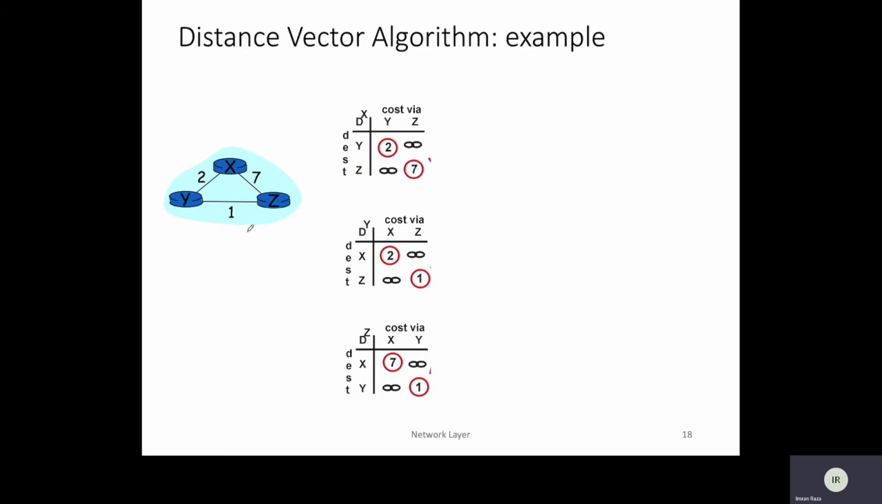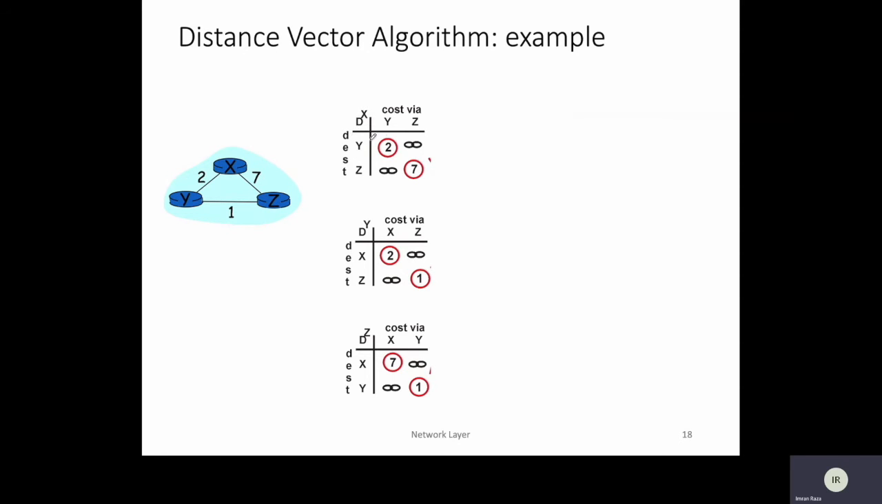So let's try to understand the working of the distance vector routing algorithm with the help of this example. Here we have 3 routers, and this is the link cost between each pair of routers. The link cost between X and Y is 2. The link cost between Y and Z is 1. The link cost between X and Z is 7.